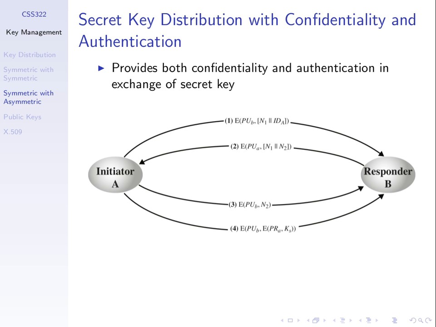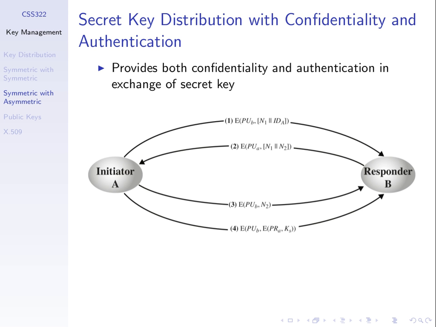Because if someone else sent message 1, malicious user C sent message 1, then B would be able to decrypt, would take the nonce value N1, B would reply, encrypting with the public key of A, C would not be able to decrypt and reply with message 3. So these first three steps prevent the approach of the attacker, for example, sending message 1, pretending to be A, using B's public key.